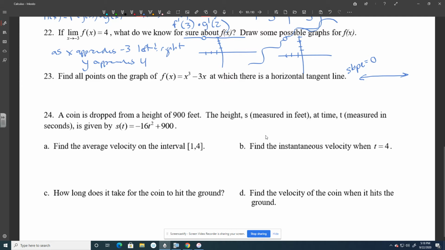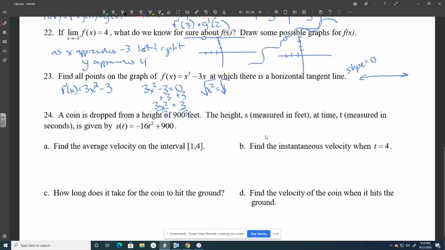So my slope is 0. So what I've got to do is find my slope function and set it equal to 0. So f prime of x equals, this drops down to become 3x squared. The negative 3x just becomes negative 3 when I take the derivative. And I want to know, when does this function equal 0? When is my slope 0? So I'm going to set that 3x squared minus 3 equal to 0. So I'm going to add 3 to both sides. So 3x squared equals 3. I'm going to go ahead and divide by 3. So x squared equals 1 because I divided by 3.